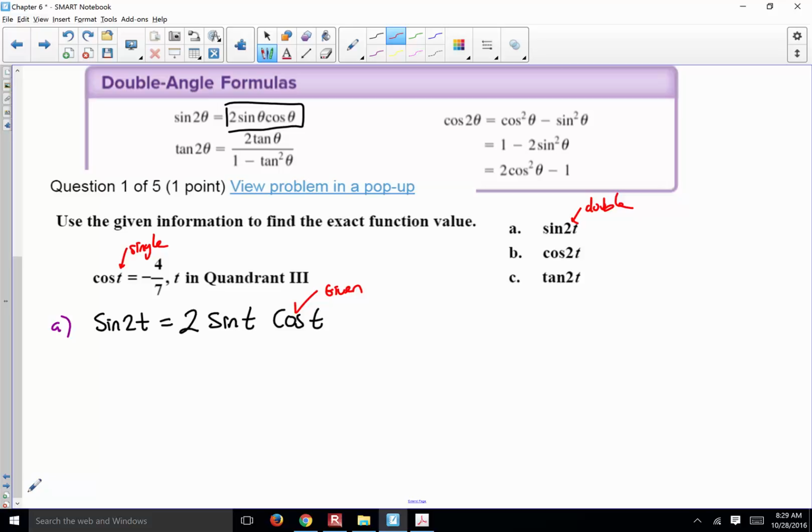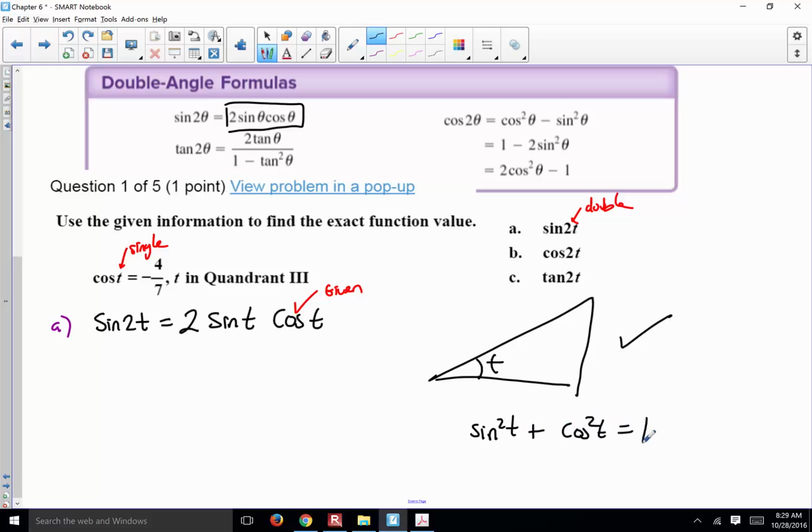Didn't you just make a triangle and find that extra side? Yes, you can do that. If you know cosine t, if this is t, cosine is adjacent over hypotenuse, you can get sine t by finding the third side. Works. This is one option. The other option is kind of similar: you can use this relation between sine and cosine. This is called the Pythagorean identity.